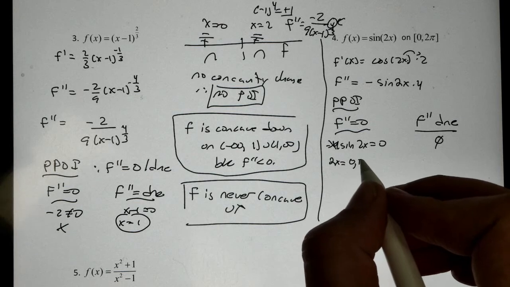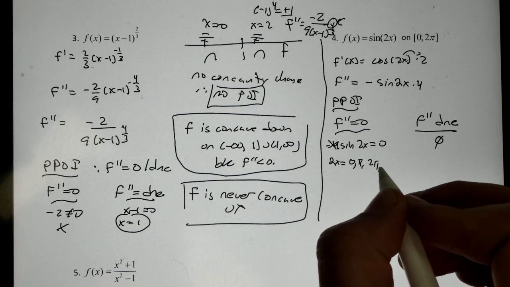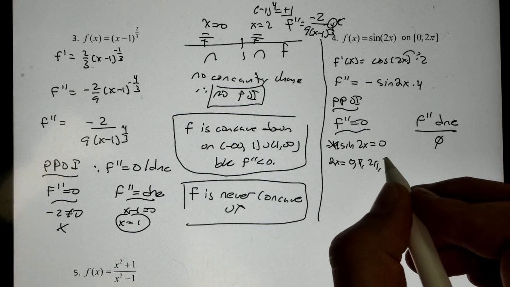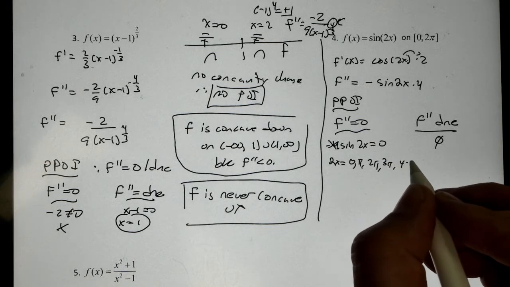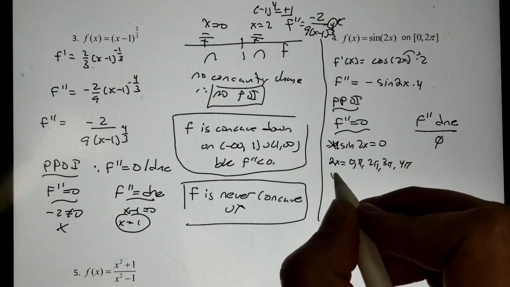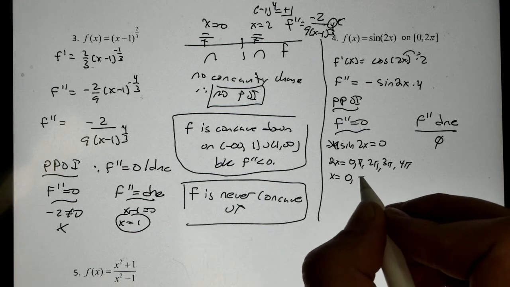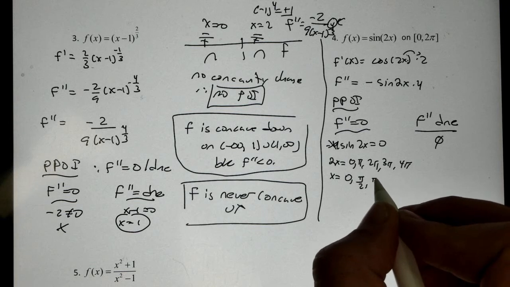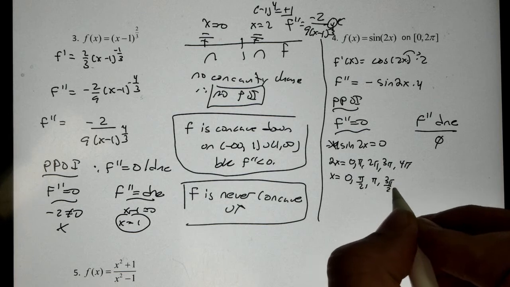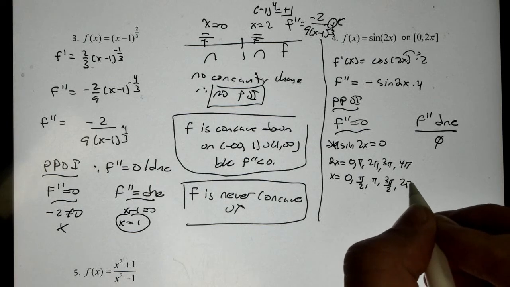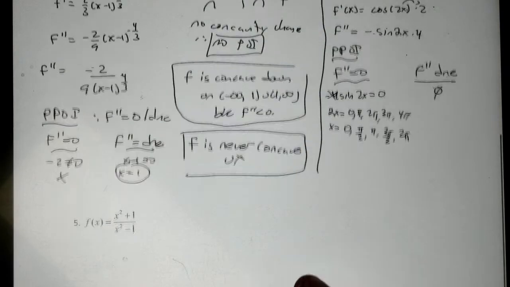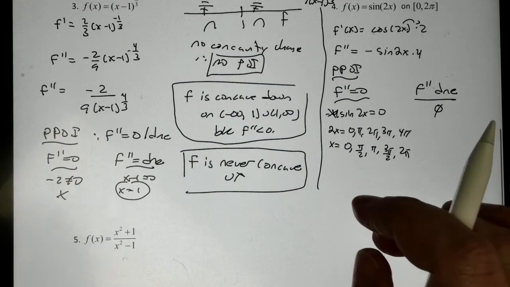0, pi, 2 pi. But I want to go around a few more times: 3 pi and 4 pi. So when I divide by 2, notice I'm going to get 0, pi over 2, pi, 3 pi over 2, and finally 2 pi, my favorite mathematical wrapper. I should have restricted that domain more.